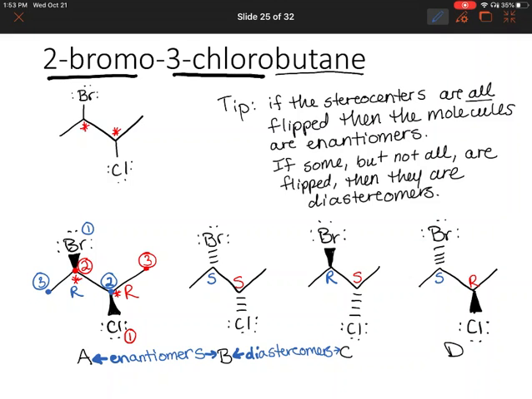Okay, now let's compare C and D. Are those enantiomers or diastereomers? Enantiomers, because we have RS and then SR. So all of the stereocenters have different assignments. So the carbon attached to bromine goes from R to S, and then the carbon attached to chlorine goes from S to R if we're comparing C and D. So those are enantiomers.